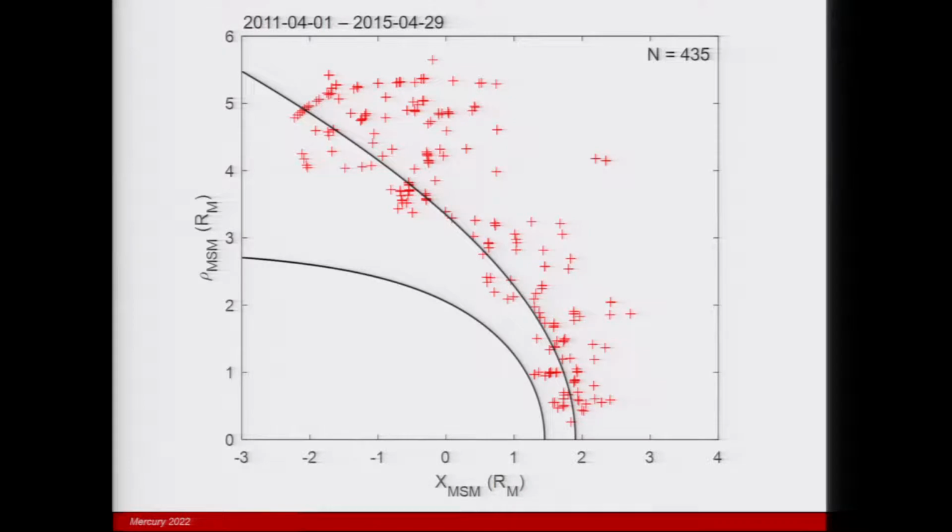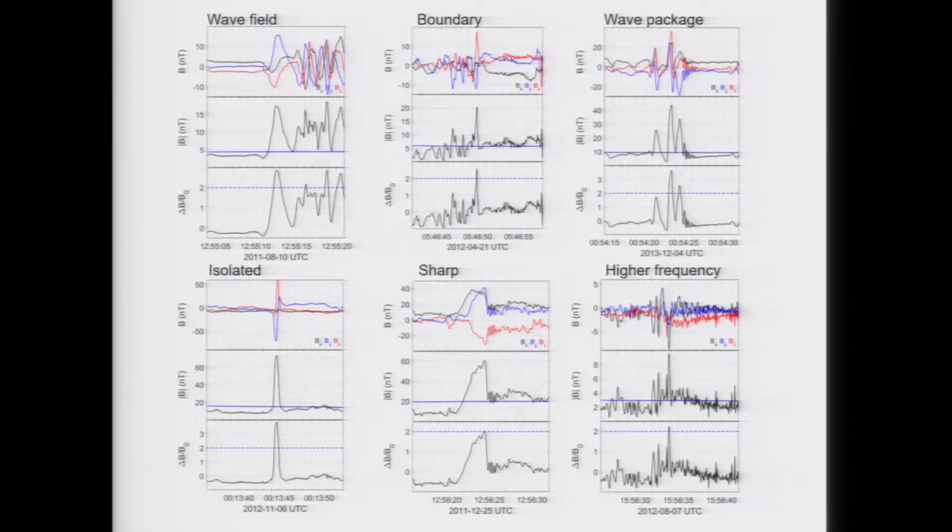So for the whole mission, we saw a little bit more than 400 of these structures, which is not a great number, much less common than on Earth. But still, it's not zero. So here are a couple of other examples. I won't talk too much about them.